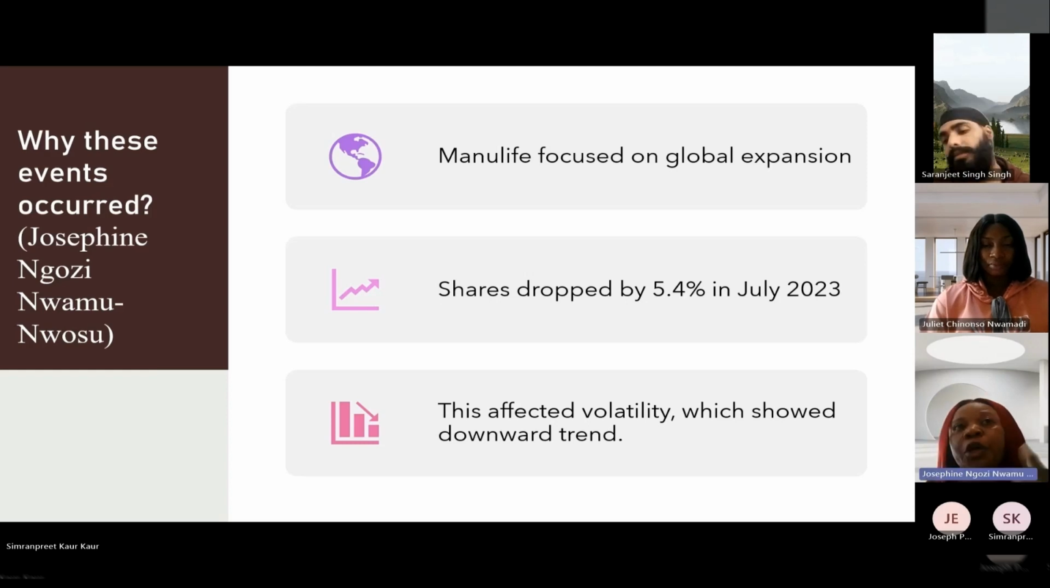Firstly, we observed that Manulife focused on its global expansion. Secondly, their shares dropped by 5.4% in the third quarter of 2023. According to our source, Yahoo Finance, the trend affected their volatility level, which led to a downward effect in 2023.